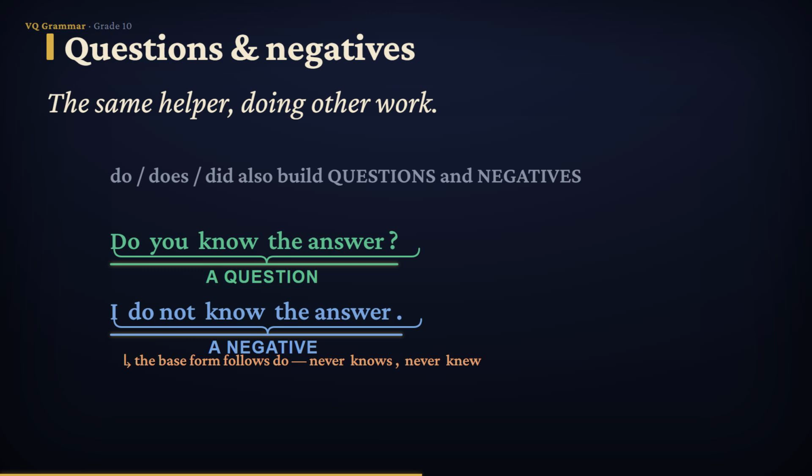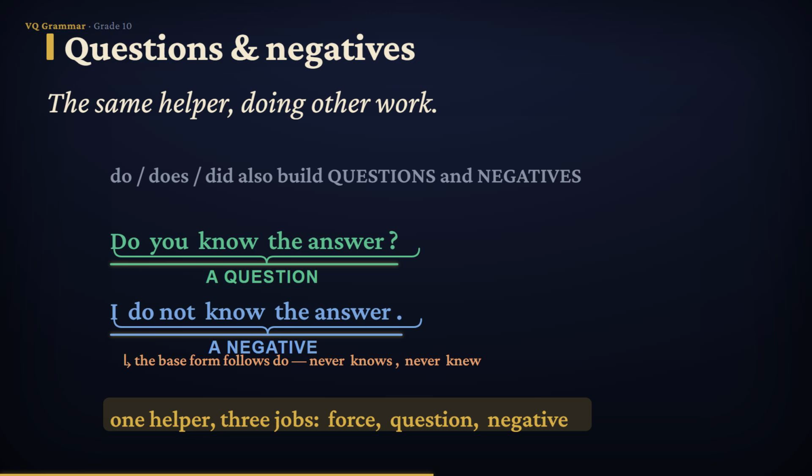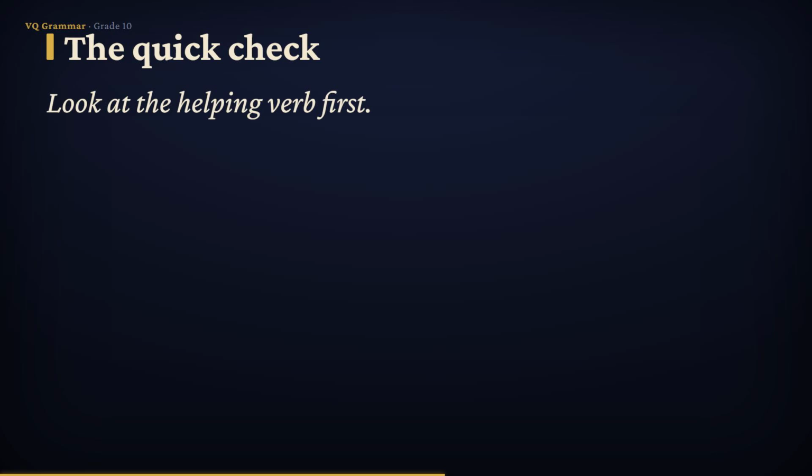Never knows, never knew. Once the helper carries the tense, the main verb hands its endings over. So the same little word wears three hats. It adds force, it asks a question, and it makes a negative. Let's turn all of that into a quick check you can run on any verb phrase.